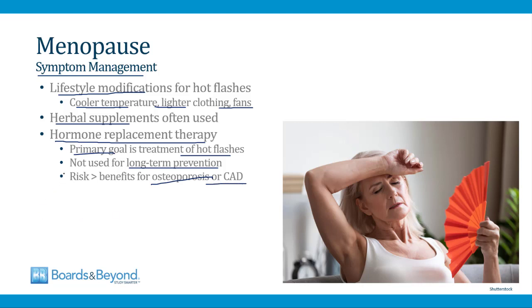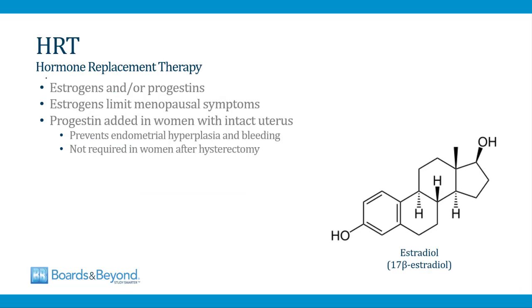A number of studies, however, have shown that the risks outweigh the benefits of hormone replacement therapy for prevention of these long-term complications of menopause. So in most practices, the main indication for hormone replacement therapy is to treat hot flashes in women who aren't able to improve their symptoms with lifestyle modifications or supplements. So hormone replacement therapy involves prescribing estrogens and/or progestins to women to limit menopausal symptoms like hot flashes.